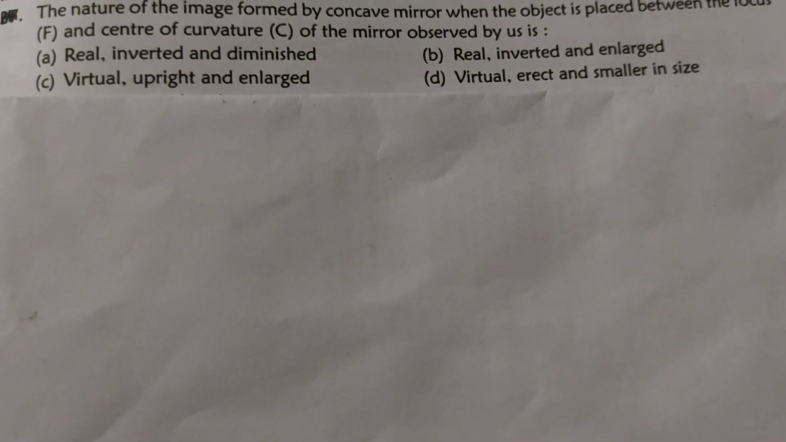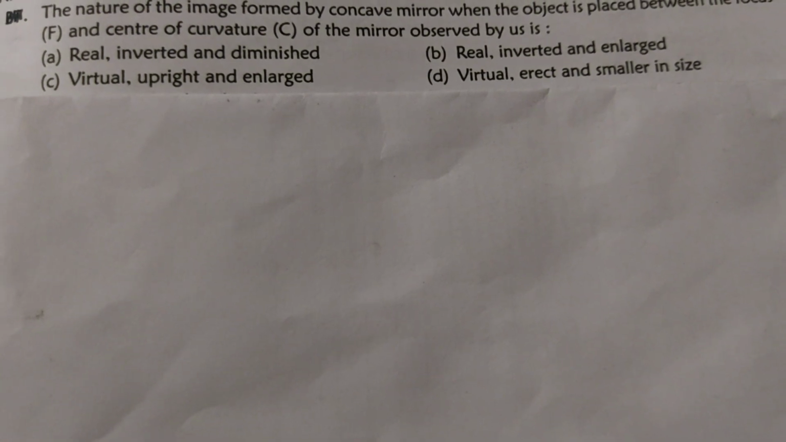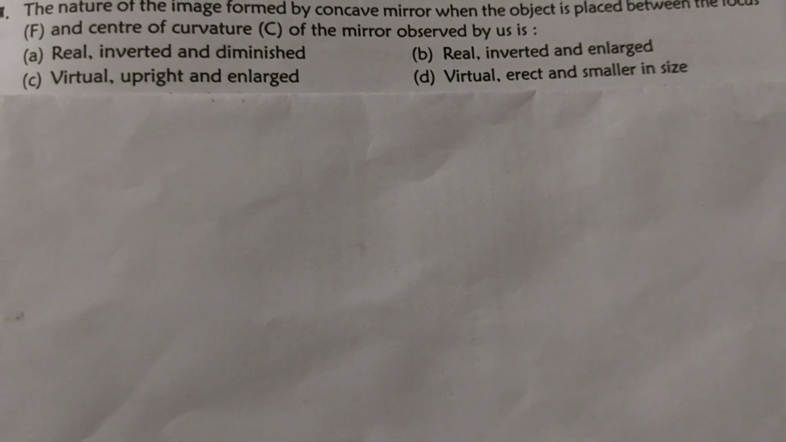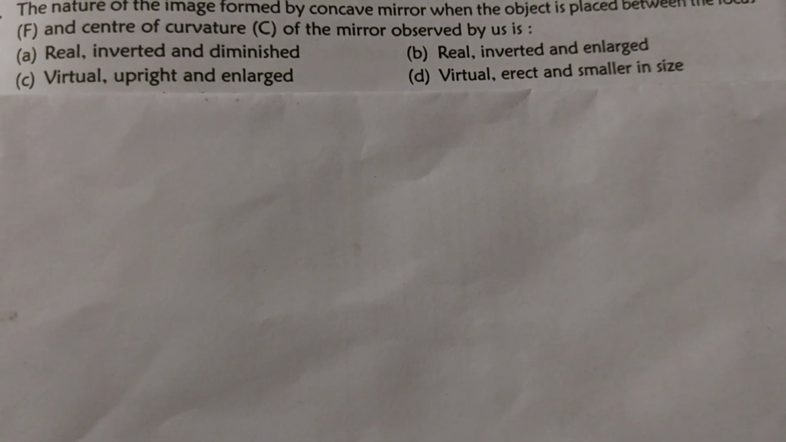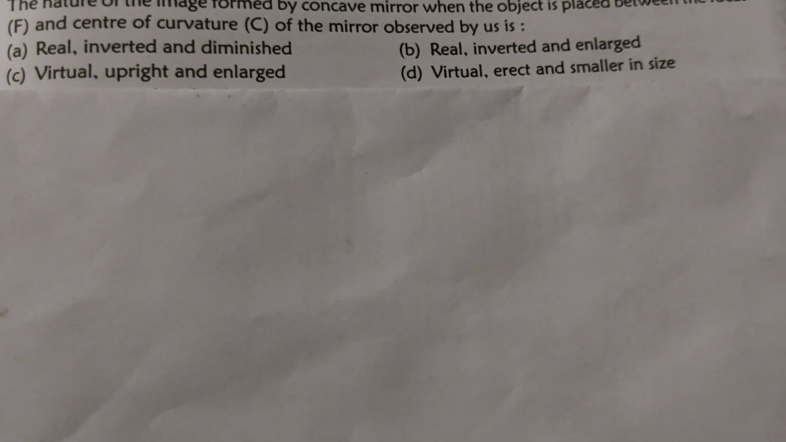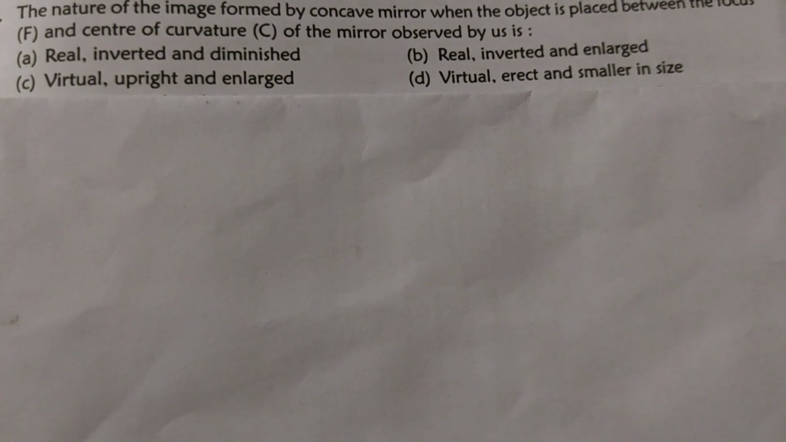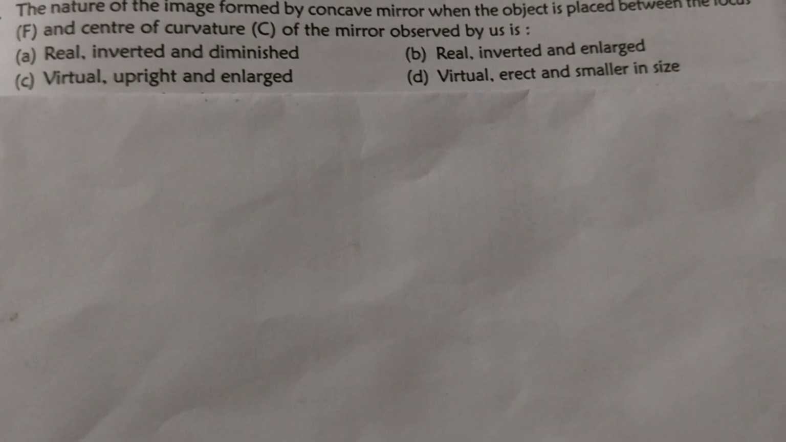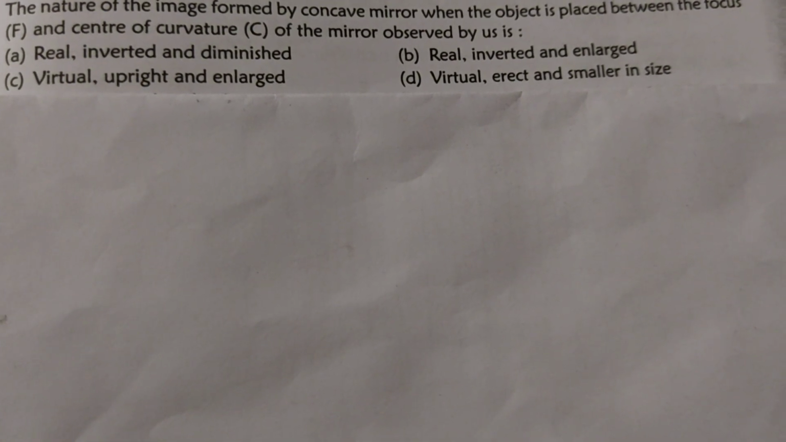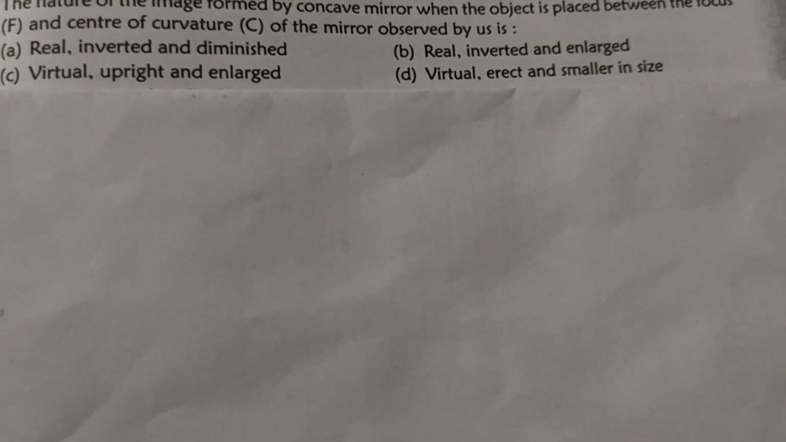We know that beyond C it is real, inverted, diminished. At C, real, inverted, same size. Between C and F, real, inverted, enlarged. And remember, when the object is at infinity, real, inverted, highly diminished. And only in one case, when the object is lying between focus and pole, the image is virtual, erect and magnified. So here the object is placed between focus and center of curvature, so the image should be real, inverted and enlarged. So B is the correct option.